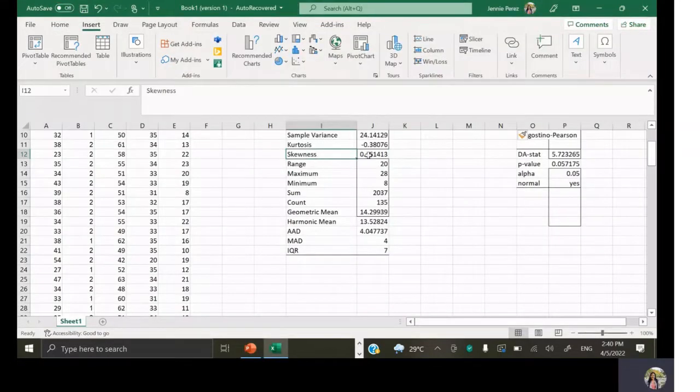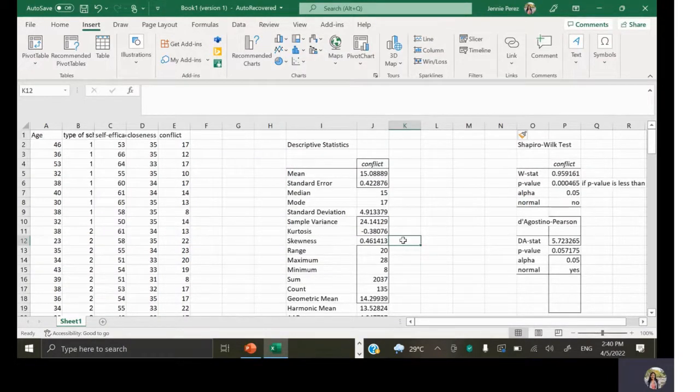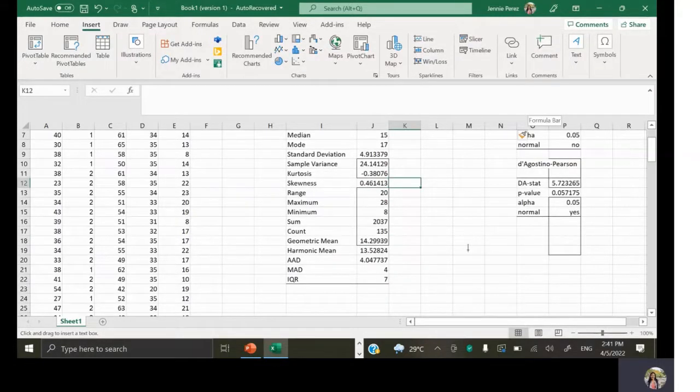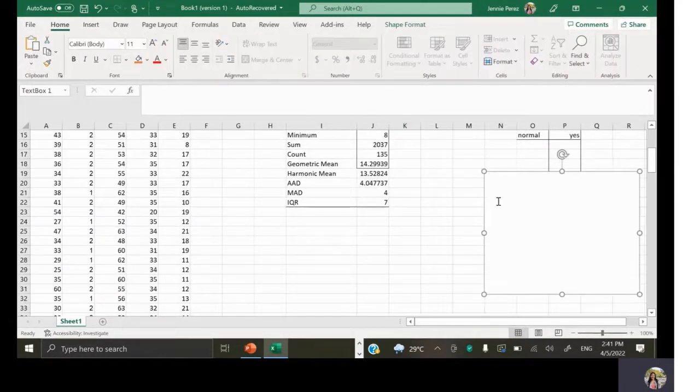This is now the skew value. And then how about the standard error? The standard error for skewness is not given here in Excel. This is the standard error for the whole thing. So we have to compute it. So this is now the formula for the standard error for skewness.